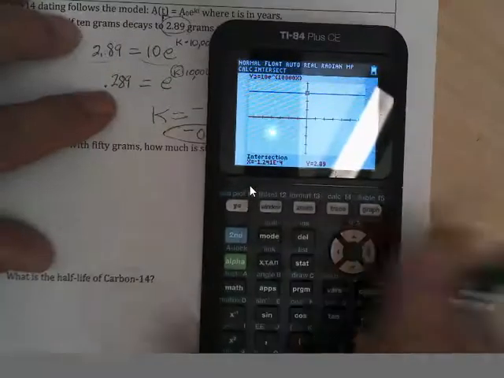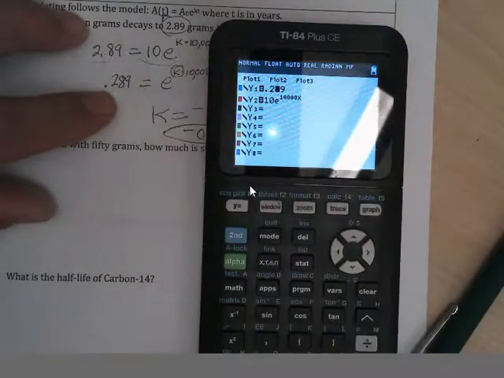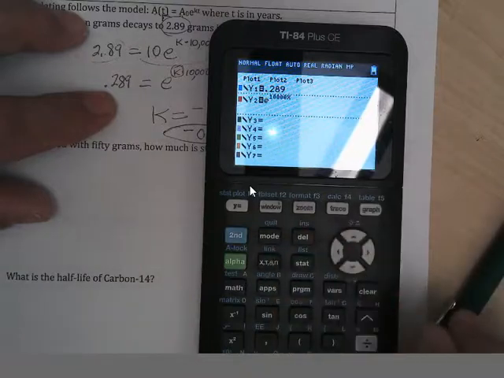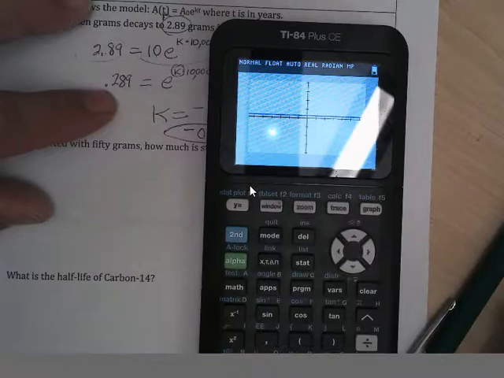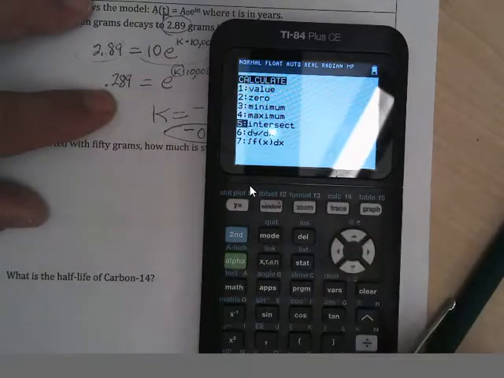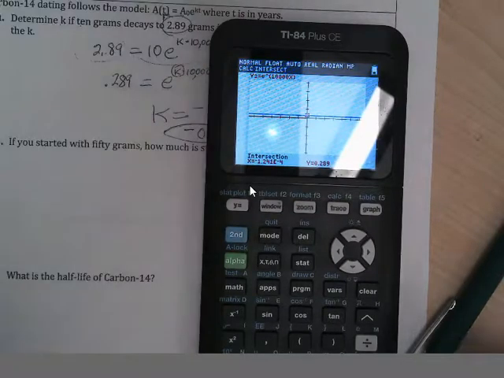Now, if we did it with the other one, 0.289, and take the 10 off of here, and graph, it still looks the same, but second, calculate the intersection, and it still gives me that same number.